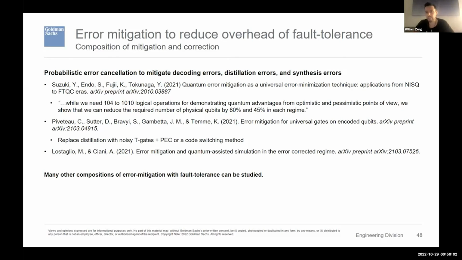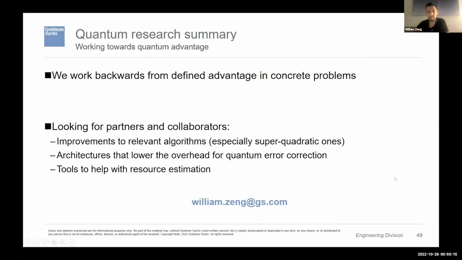Having good implementations in something like Mitiq can help you mix and match these things heuristically and numerically, though of course there's lots of room for good analysis. So I think this intersection between error mitigation and fault tolerance is very interesting.